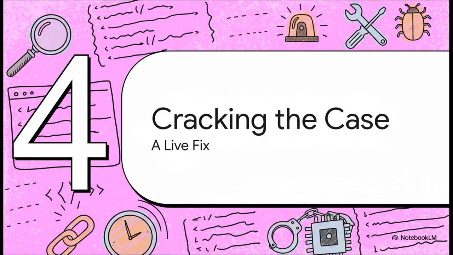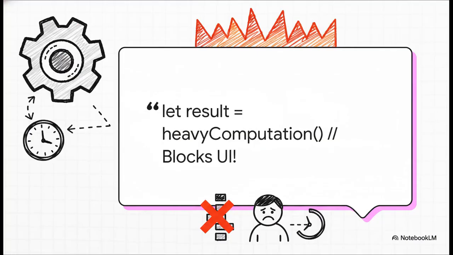All right, enough theory. Let's see this in action. We're going to examine a classic performance crime. Doing heavy work right where it can cause the most damage. Okay, here's our before scene. We've got this function, heavy computation, running directly inside the view's body.